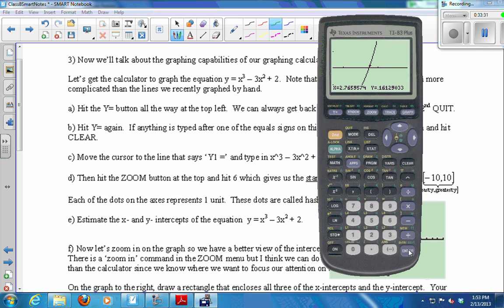No, it doesn't ever show the numbers. The screen's just too small to fit those things in. What you can do is you can press the trace button, and then it gives you the coordinates of wherever the cursor is on the bottom of the screen. And then you can move the cursor along the graph using your arrow keys.